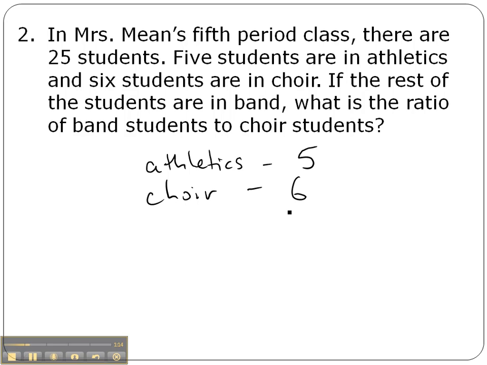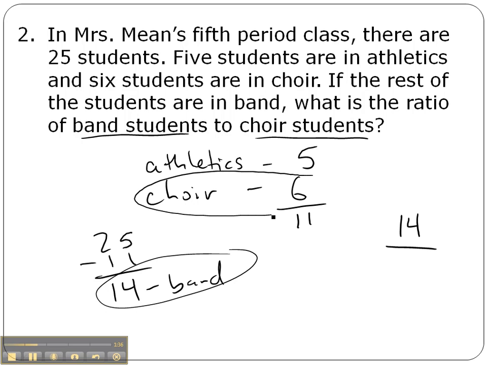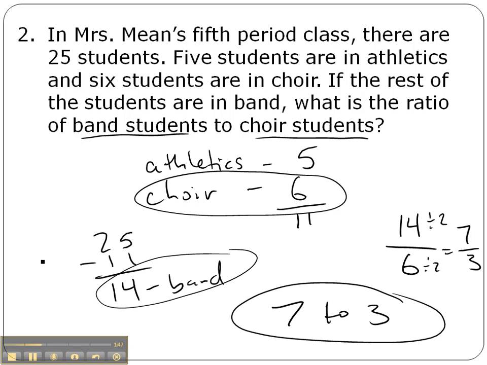So the number of students we know that are in athletics and choir are 11, and they said the rest of the students are in band, so 25 minus 11 would be 14 band students. And then to write the ratio of band students to choir students, we take the number of band students, 14, over the number of choir students, 6, and that can be simplified. Divide by 2. You get 7 to 3. Ratio of band students to choir students.